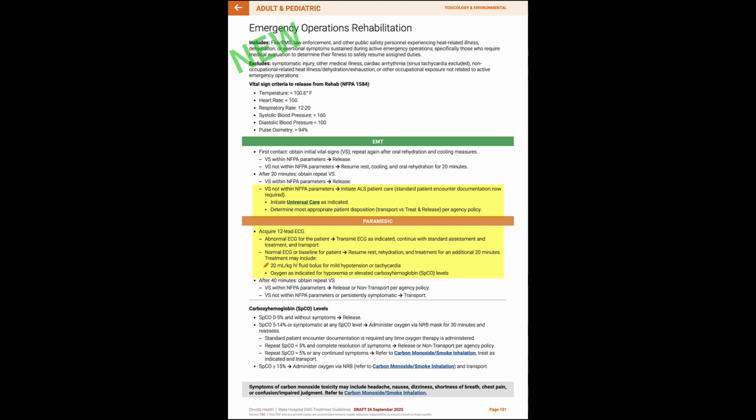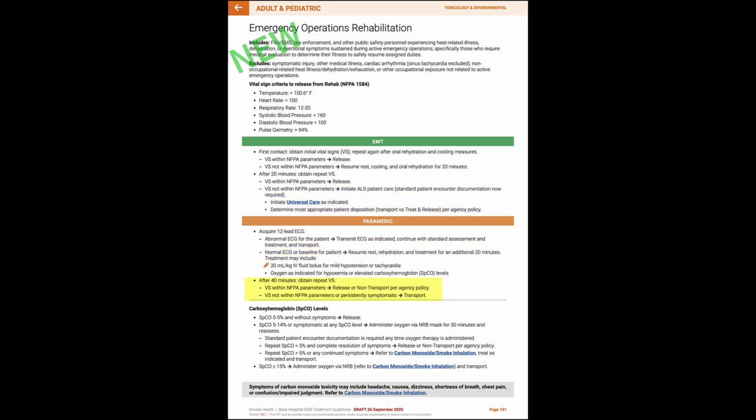ALS providers should then start universal care as needed and obtain a 12-lead ECG. If it's abnormal, begin appropriate treatment and transport. If the ECG is normal or matches the patient's prior baseline, you can continue rehab and treatment for another 20 minutes. Treatment at this point could include a 20 milliliter per kilo IV fluid bolus for mild hypotension or tachycardia, as well as oxygen if the patient is hypoxic or has elevated carbon monoxide levels.